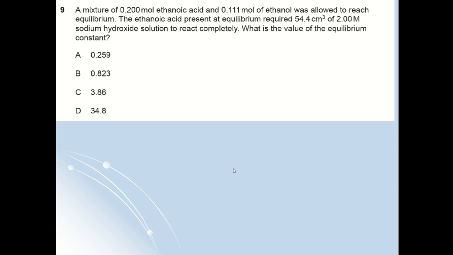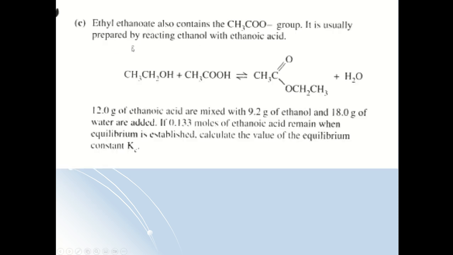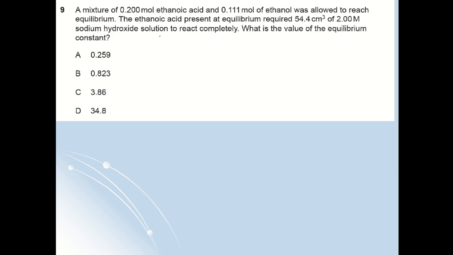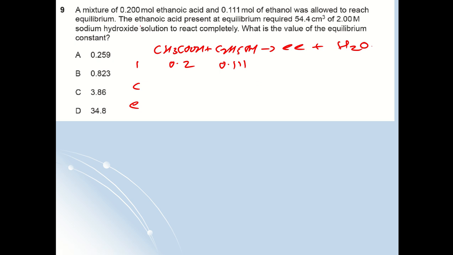Okay, so this is one that's again different. So we'll write this one out. Oh, sorry. So we have a mixture of ethanoic acid, which is CH3COOH, plus we have some ethanol, C2H5OH, and that goes to ethyl ethanoate. I'll just write the name because it's more hassle to write all that out, not necessary. So let's see what we've got. ICE. We don't need the C because remember our moles on the left are equal to moles on the right in this equation. So we're going to start off with 0.2 moles of that and 0.111 moles of that. And that was allowed to reach equilibrium.